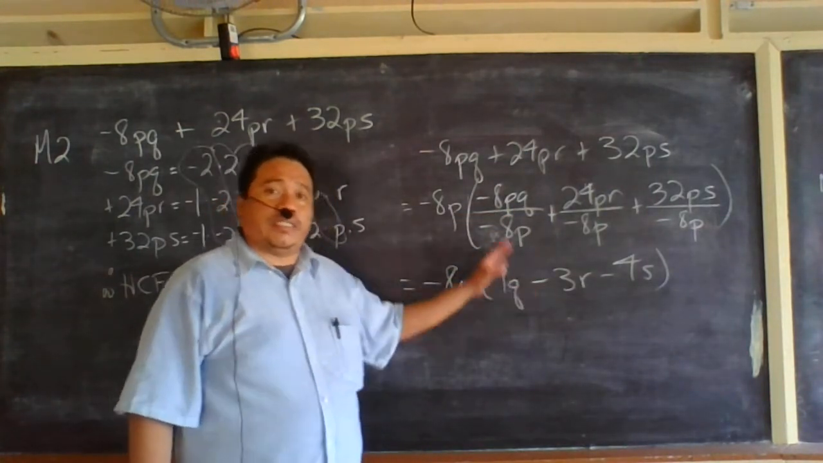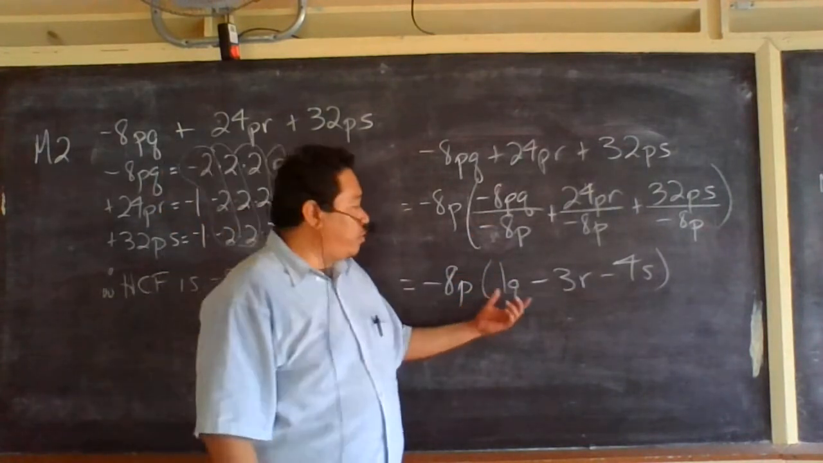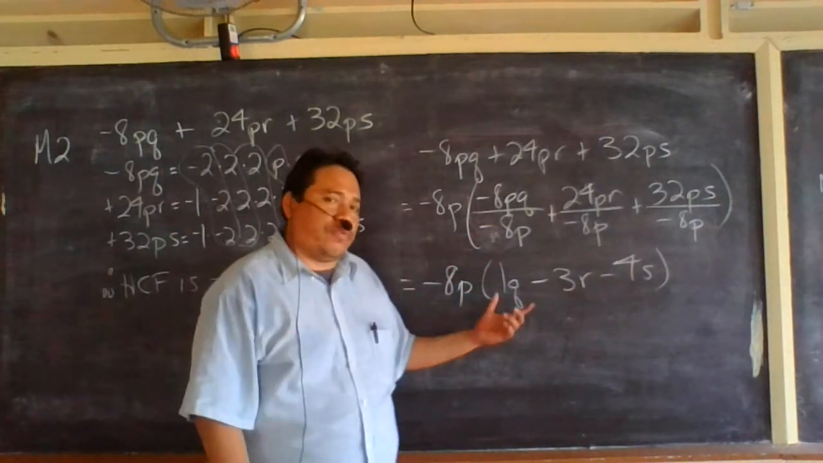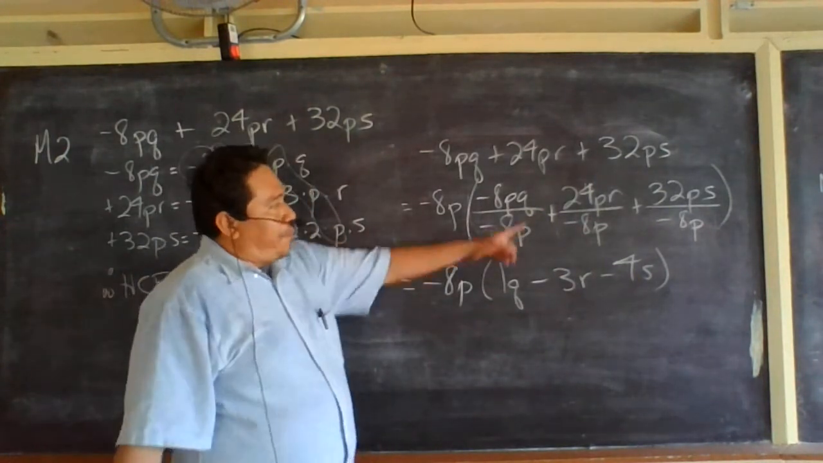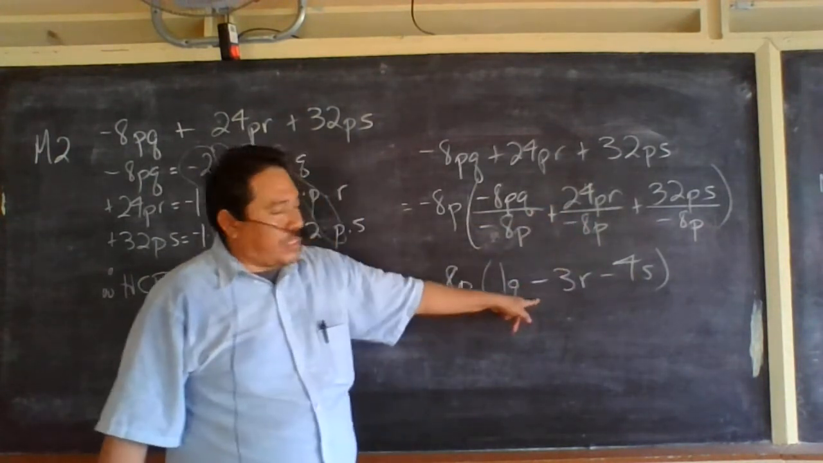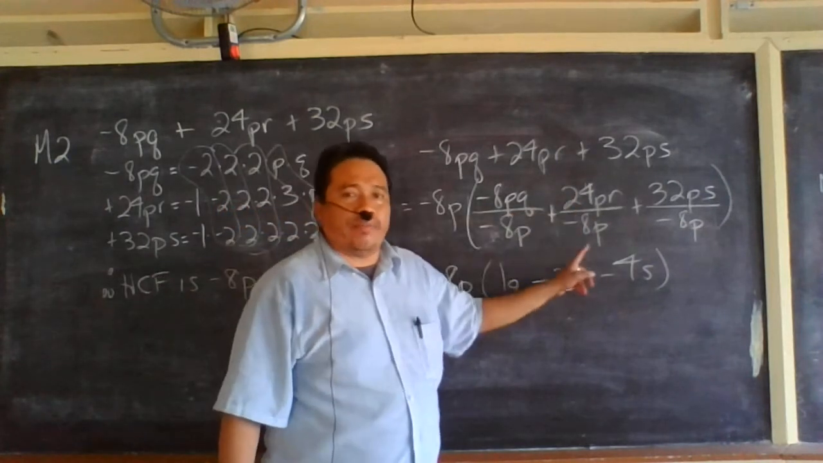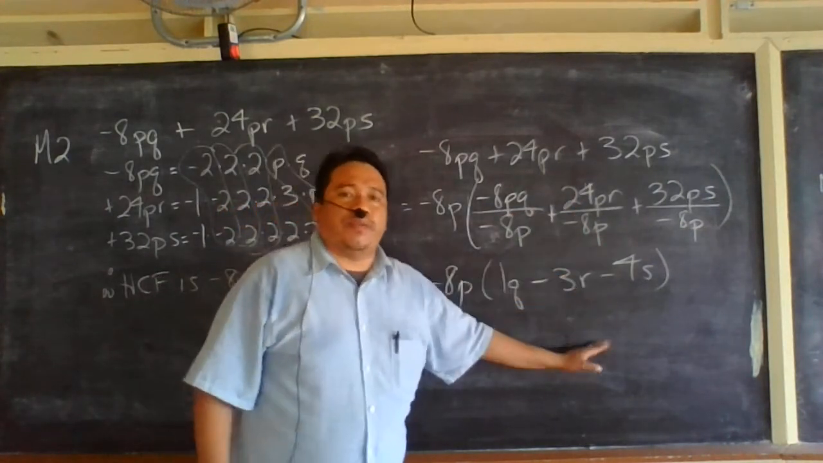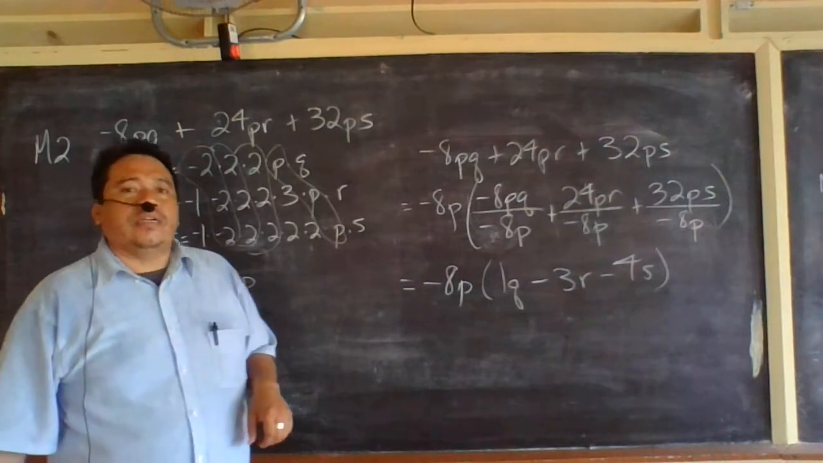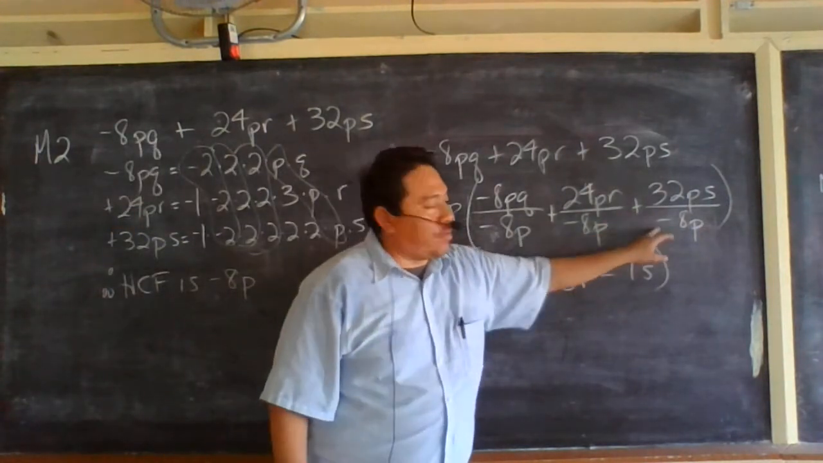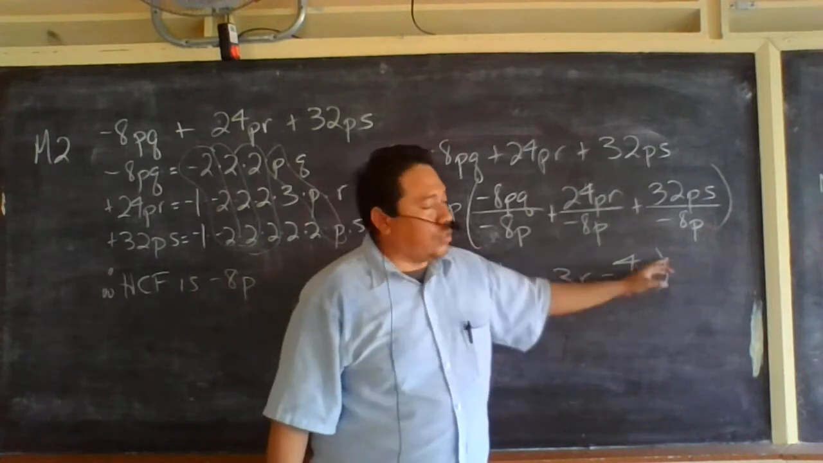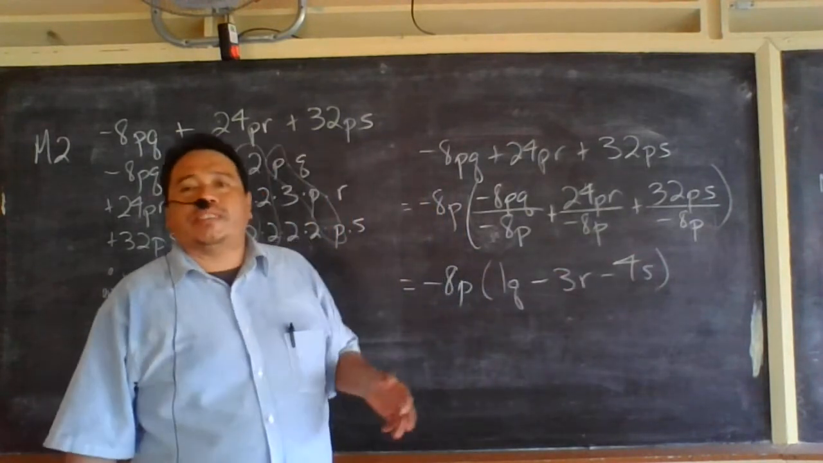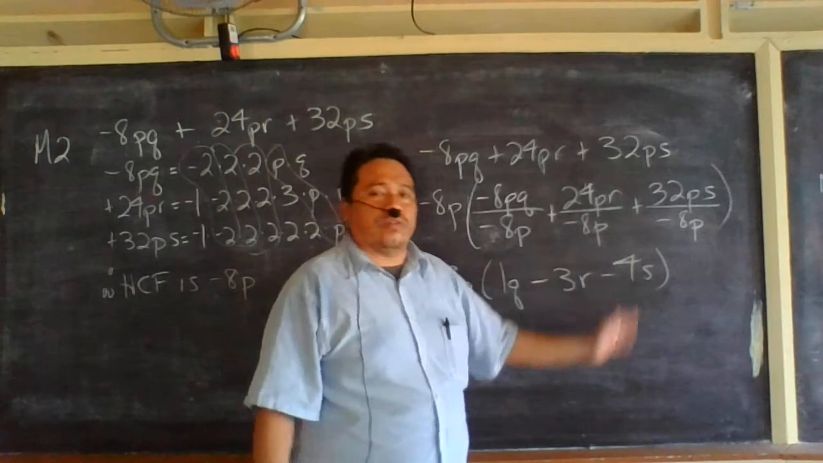The 8's cancel, the P's cancel, leaving me with Q. You don't need to put the 1 for the Q, you can put it as simply Q if you want. A positive divided by a negative is a negative. 24 divided by 8 is 3. Cancel the P's, leaving you with R. A positive divided by a negative once again is a negative. 32 divided by 8 is 4. P's cancel, leaving you with S, and you close the bracket.